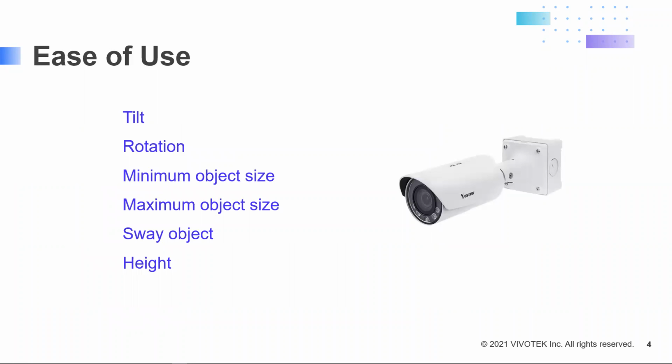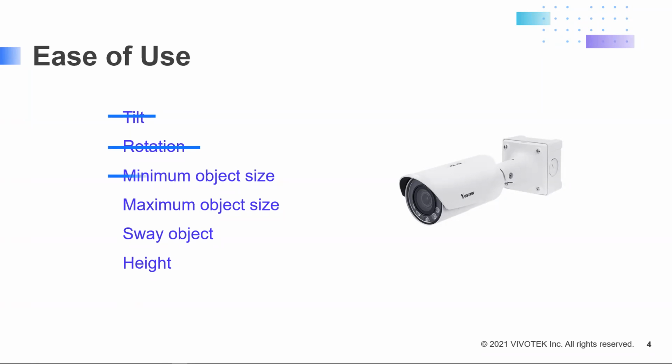One great thing about smart motion detection is how easy it is to set up. If you have any experience configuring any type of VCA, then this list of parameters is going to look familiar to you. You have your tilt, rotation, and height. All of this is used to create a 3D map. You need to decide the minimum and maximum object size so the engine knows what to detect. And then the sway object setting helps avoid false alarms.